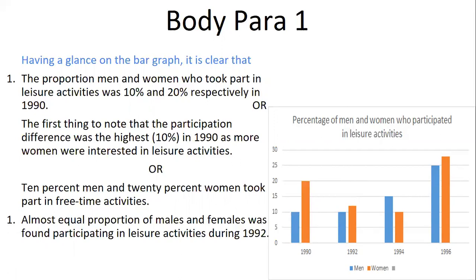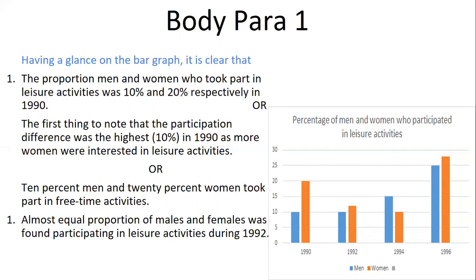Actually, the fact here is that there must be uniformity in the length of paragraphs. For example, if body paragraph 1 is of 7 to 8 lines, then body paragraph 2 can be of 6 to 7 lines. It shouldn't be that body paragraph 1 is of 8 lines and body paragraph 2 is of 4 lines. If there is no uniformity in the length of the paragraphs, then it will definitely have a negative impact. So these things should be taken care of.